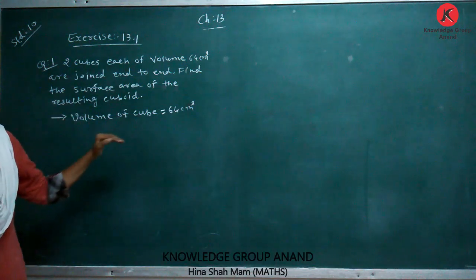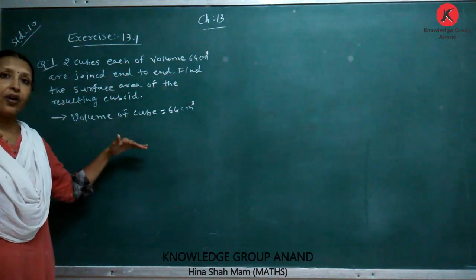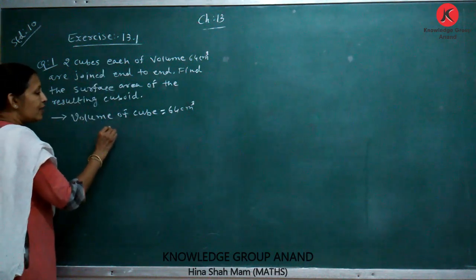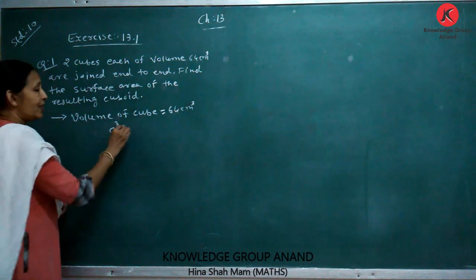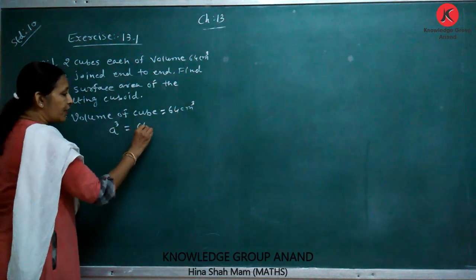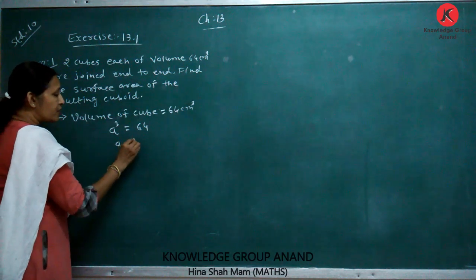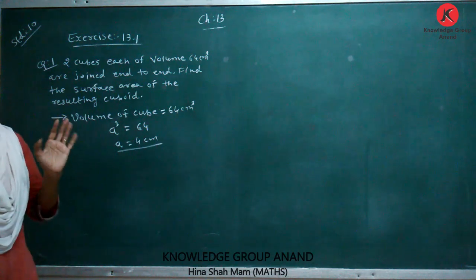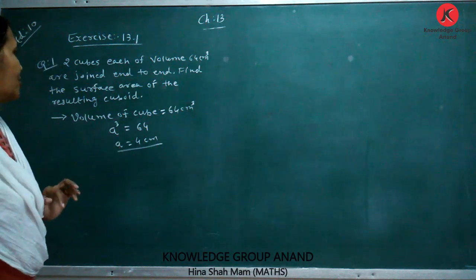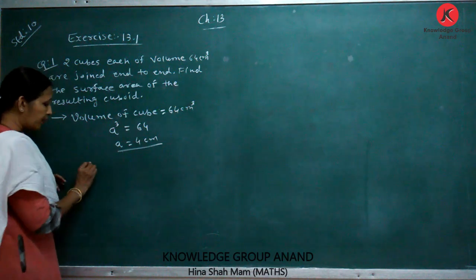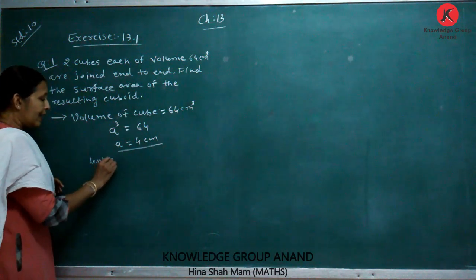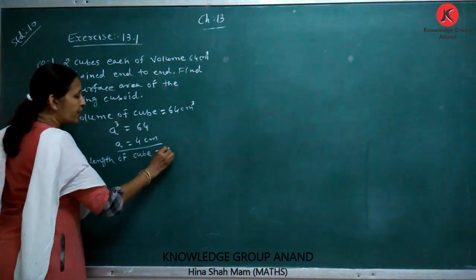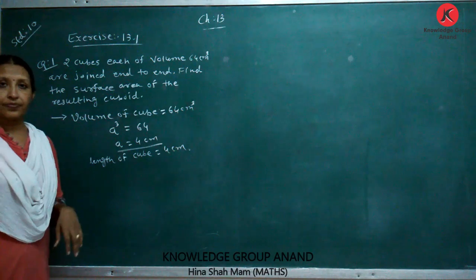What is the formula of volume of cube? Then we get the edge of the cube. Here a cube, that means side cube, is equal to 64. A is equal to 4 centimeter. Therefore, the side length of the cube is equal to 4 centimeter.